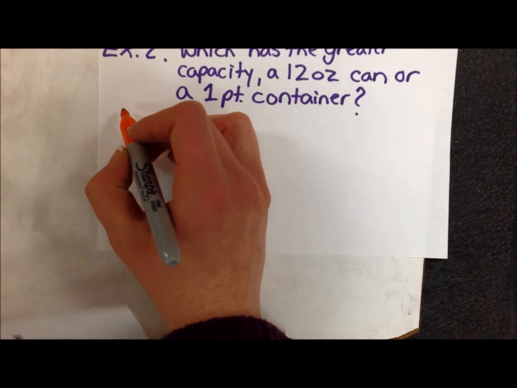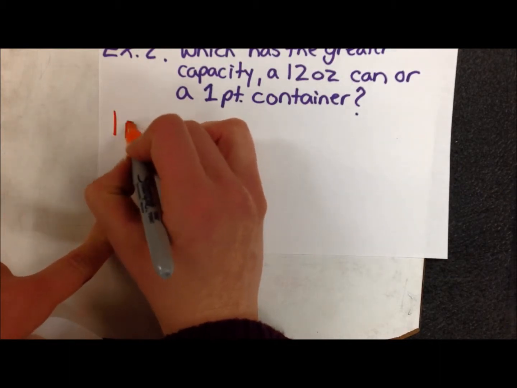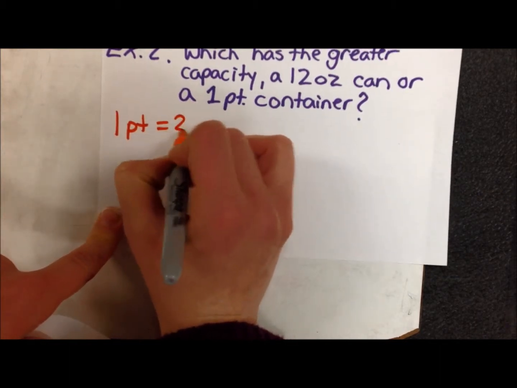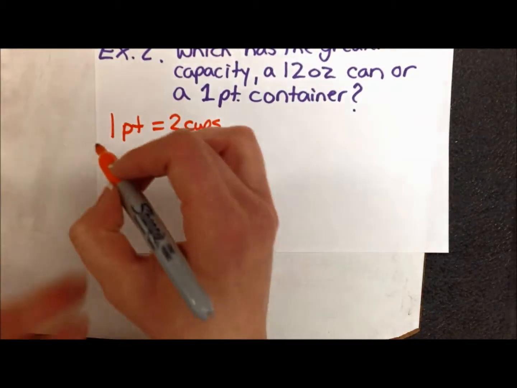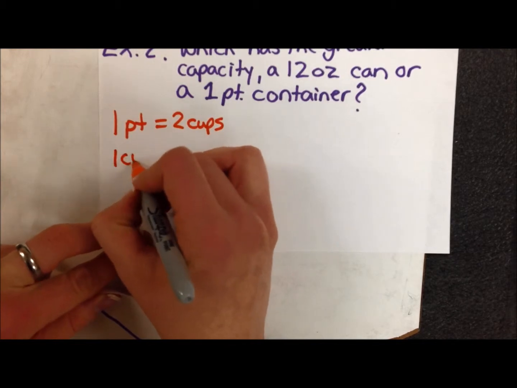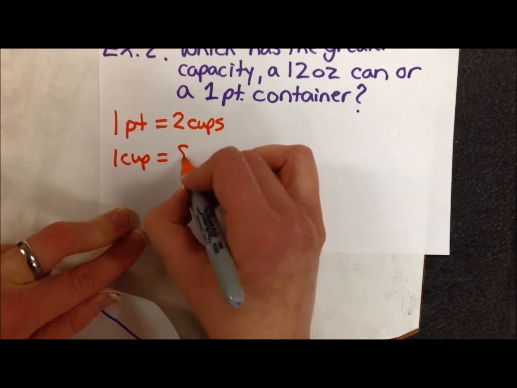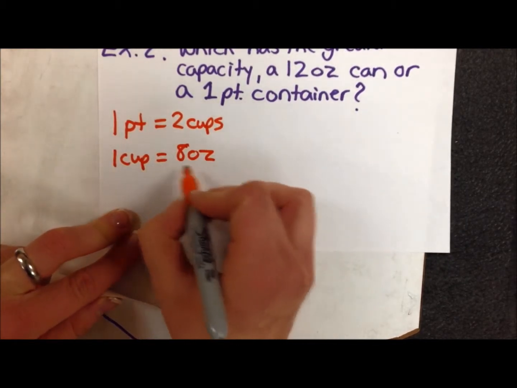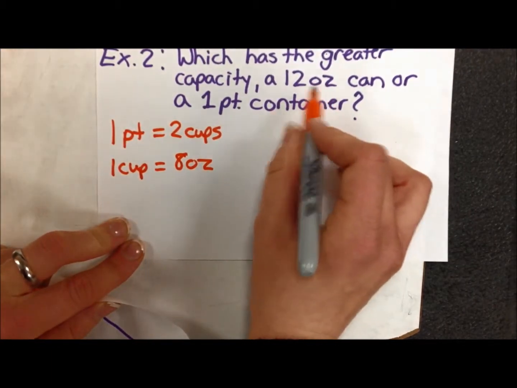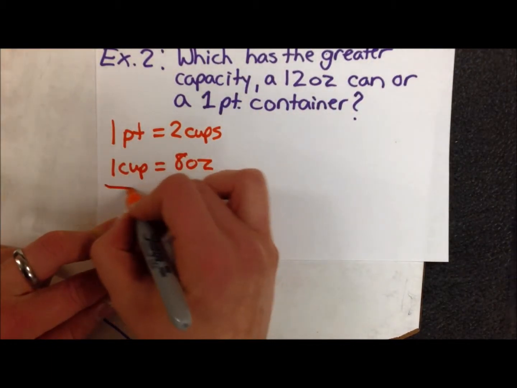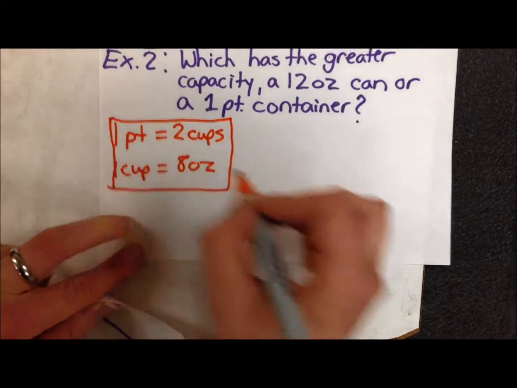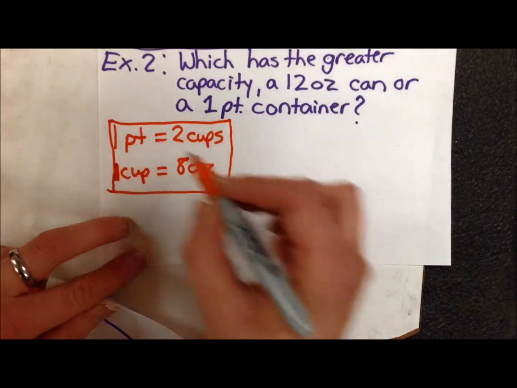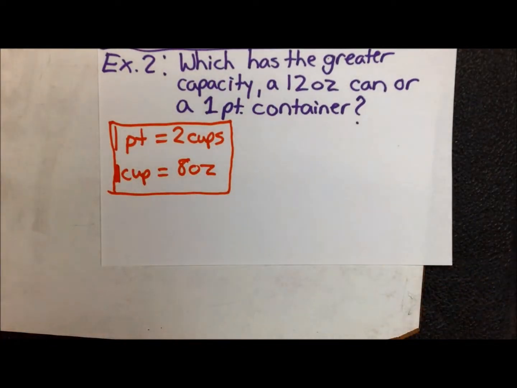So if 1 pint is equal to 2 cups, and 1 cup is equal to 8 ounces. I need to know this one because I also have to compare it with ounces. So these are the 2 measurements that I am going to use to solve this. So to start off with, we look at 1 pint equals 2 cups.